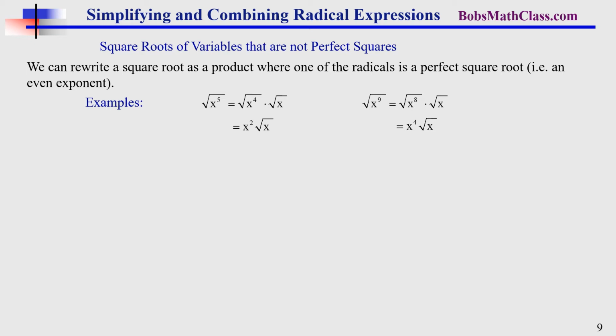The one on the right, the square root of x to the ninth, we could write it as the square root of x to the eighth times the square root of x. Square root of x to the eighth is x to the fourth, and then we still have the square root of x. That's basically method 1. We're rewriting it as a product.